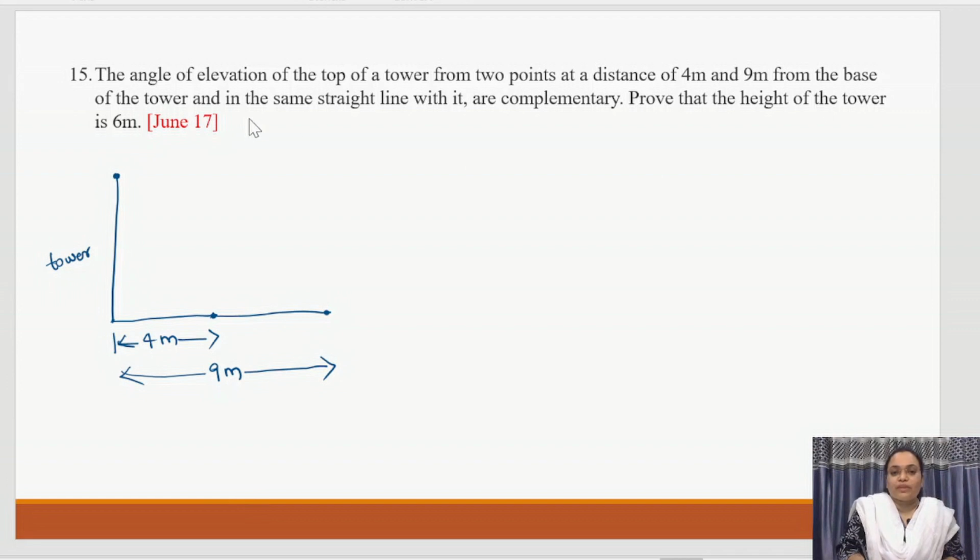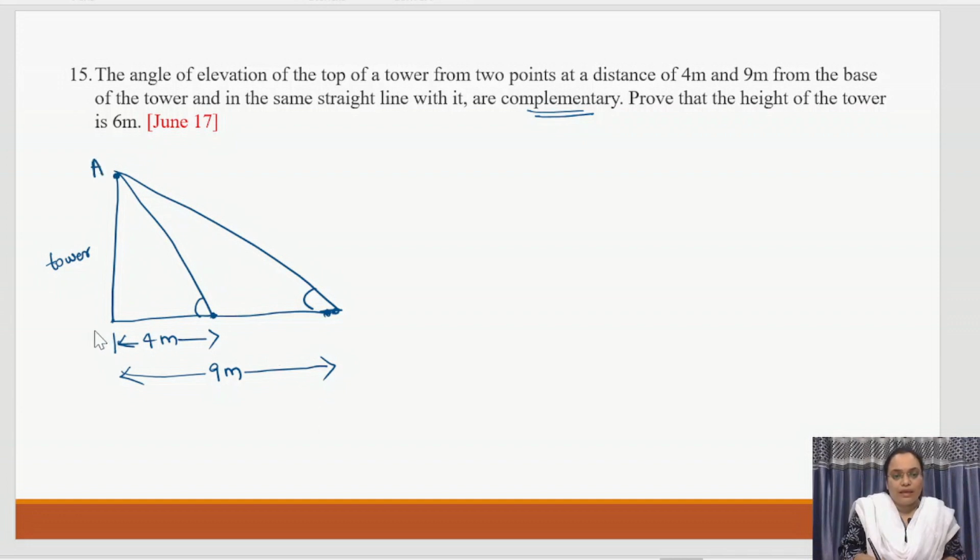Which are in the same straight line are complementary. See, the angle of elevation is forming here from the top of the tower to these 2 points which are on the ground. These are the 2 angles. This is one angle and this is the other angle. So he says that they are complementary.